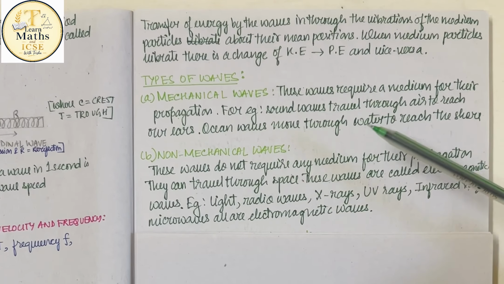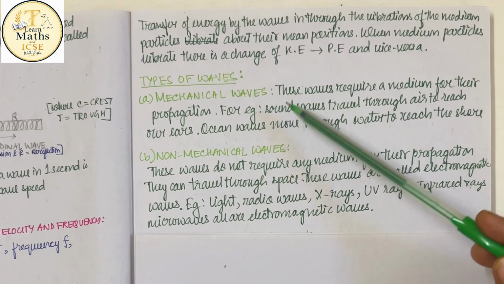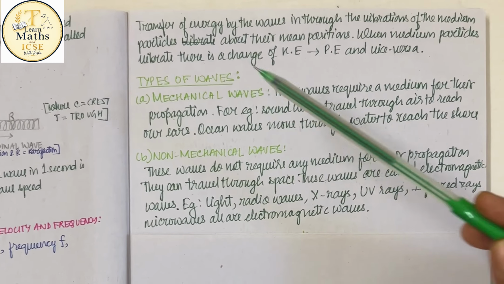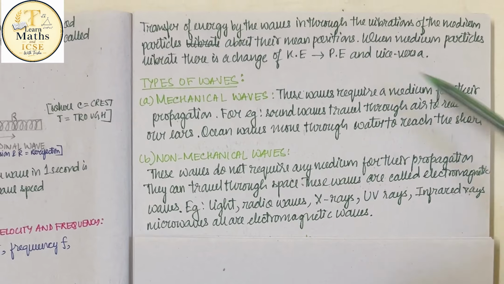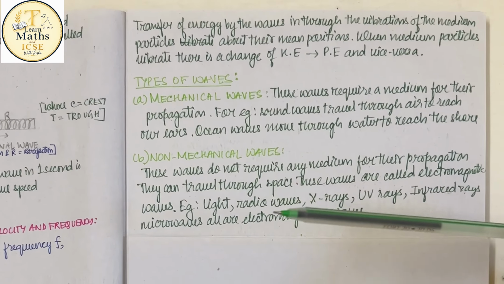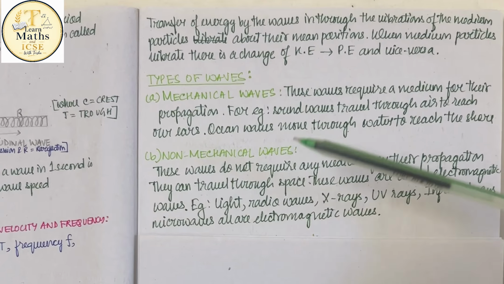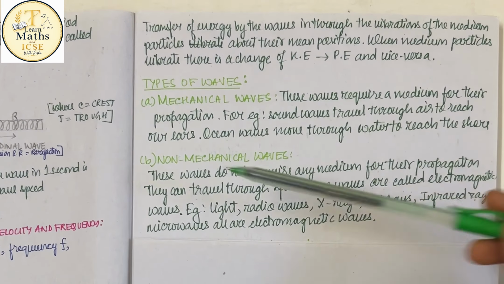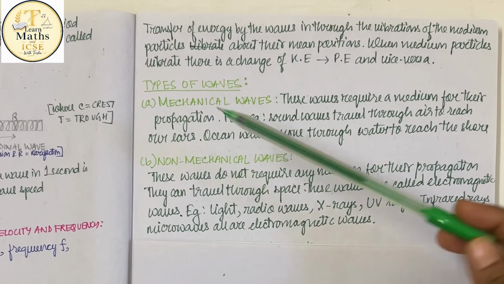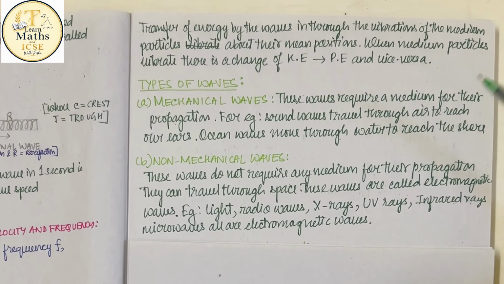Now we are coming to types of waves. There are two types of waves, mechanical waves and non-mechanical waves. First, what are mechanical waves? These waves require a medium for their propagation. So whichever wave requires a medium to propagate is called a mechanical wave. Examples: sound waves travel through air to reach our ears, and ocean waves move through water to reach the shore.